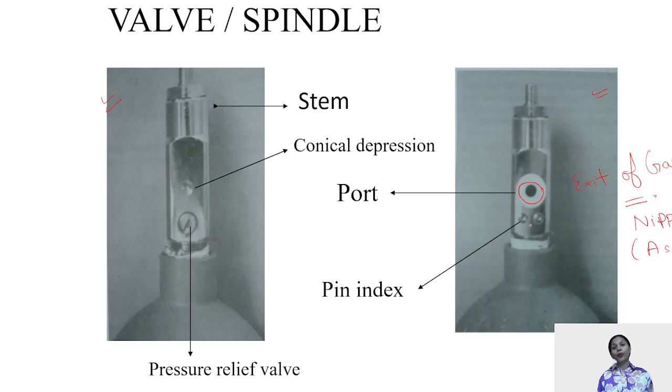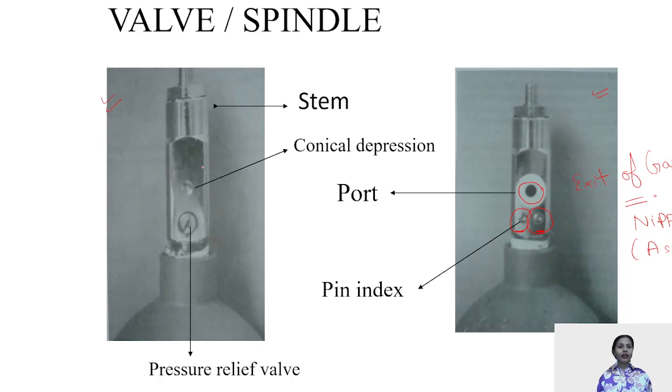Just below this port, you can have two holes which are present here. This forms the part of your pin index system, which is a safety mechanism for proper alignment of the correct cylinder to the anesthesia machine. And the part of the pin index system which is present on the valve are the holes of the pin index system. We'll talk about the pin index system in detail. We have holes of the pin index system which are present just below the port for the exit of the gases. This is the front.